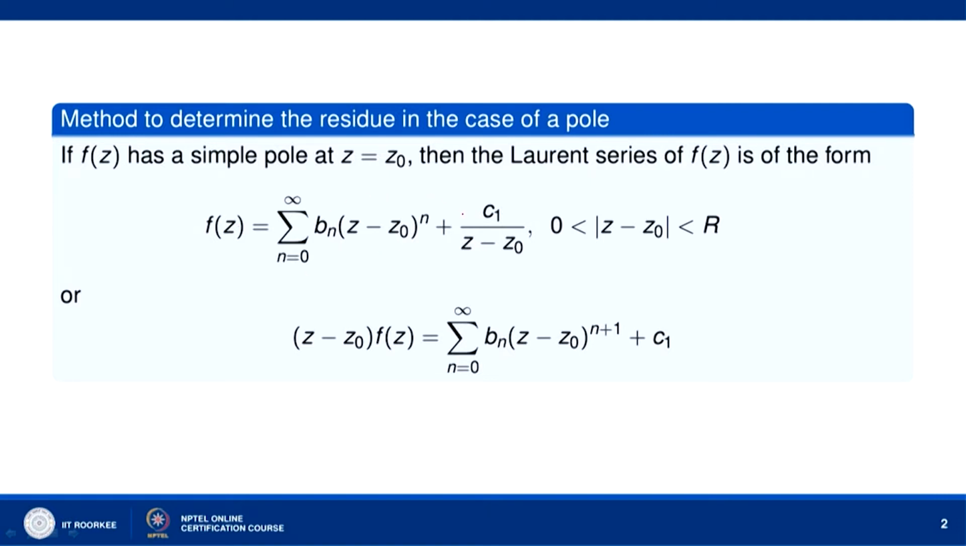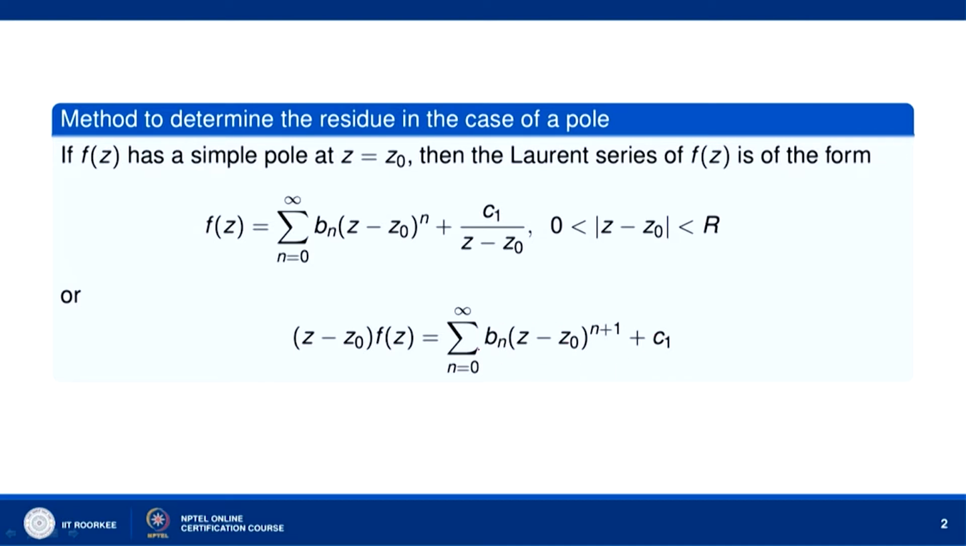Now, this Laurent series can be put in the form (z - z0) f(z) = sigma n = 0 to infinity Bn (z - z0)^(n+1) + C1. We can multiply this equation by z - z0. Then, if we take the limit as z tends to z0, limit z tends to z0 of (z - z0) f(z) will be equal to limit z tends to z0 of sigma n = 0 to infinity Bn (z - z0)^(n+1) + C1.